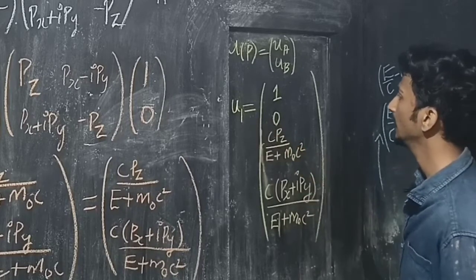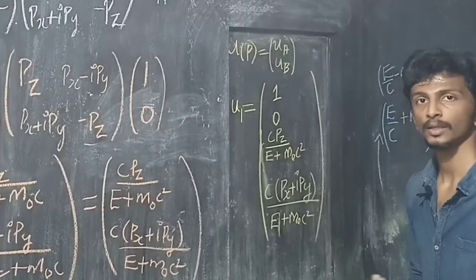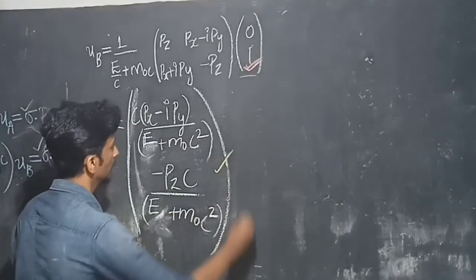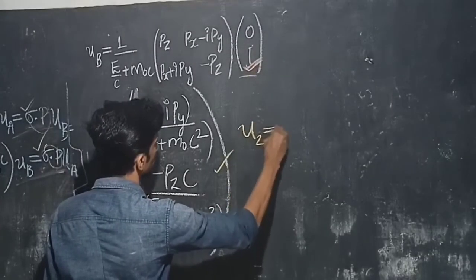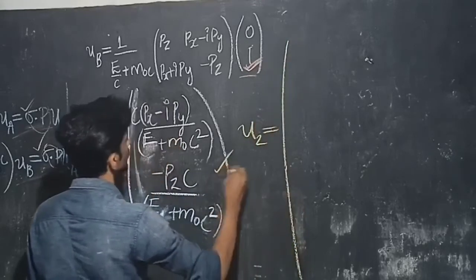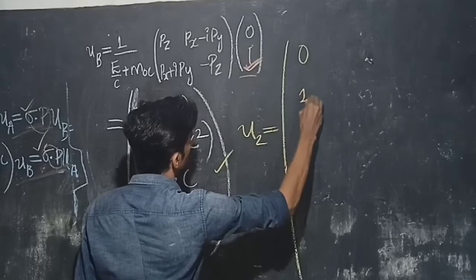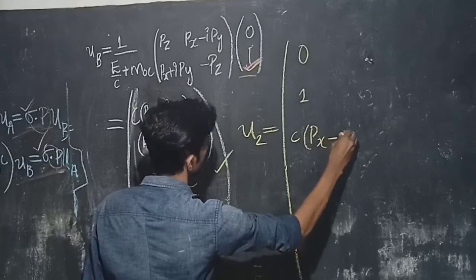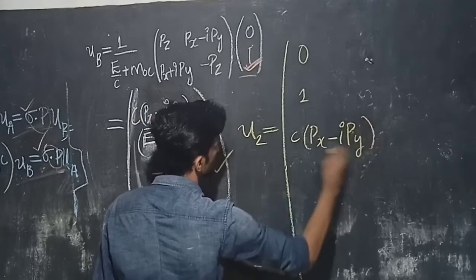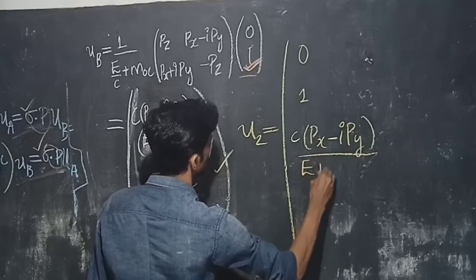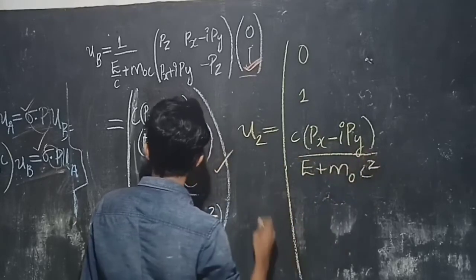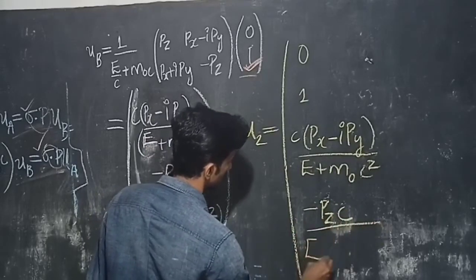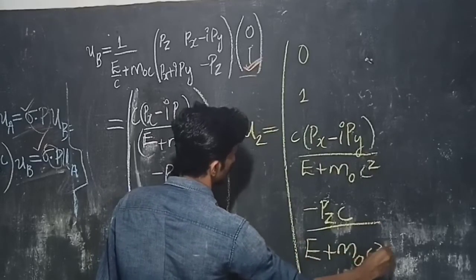And this u1 times the exponential part gives the first solution for the Dirac equation. From this combination of ua and ub, we can write the second solution. Let me call the second solution u2. And this u2 is 0 1, c px minus i py over E plus m naught c square, minus pz c over E plus m naught c square.